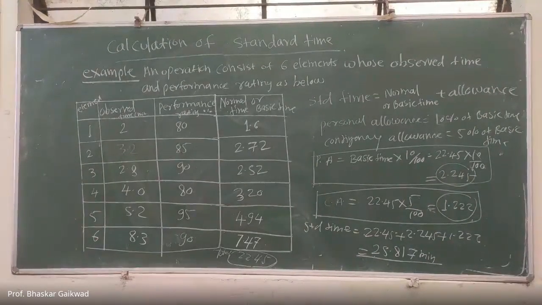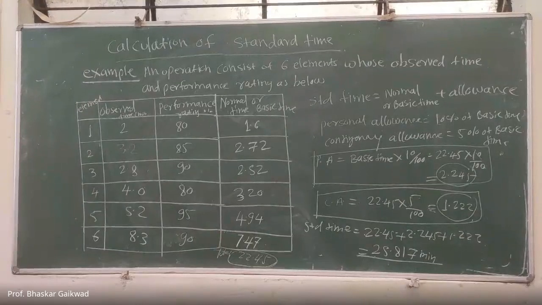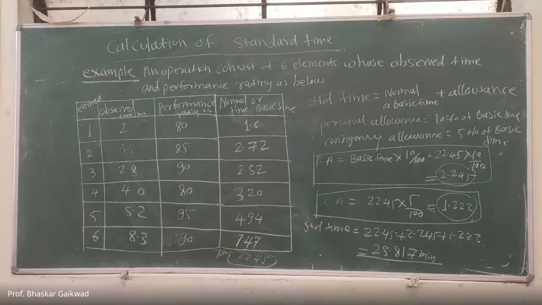First you can calculate the observed time, and performance rating depends upon the experienced person, then skilled person. Assume that there is 100% performance, and if it is not there, you can consider 80-90%. After this you can calculate the normal or basic time, and in that you can add your personal allowance. Personal allowance is always a percentage of basic time.